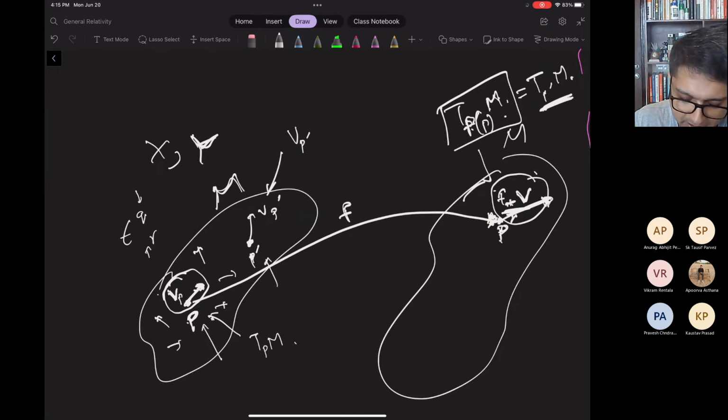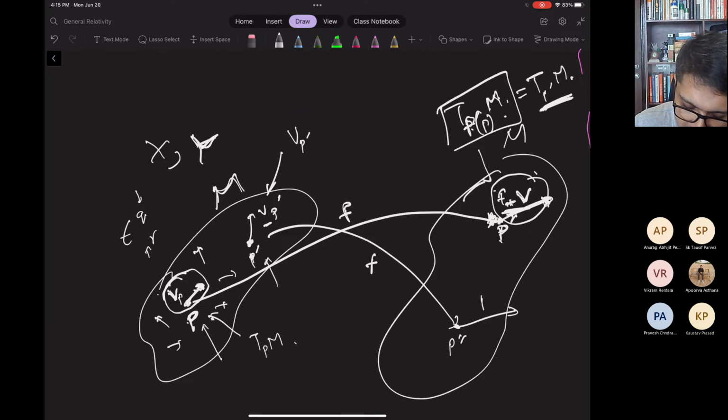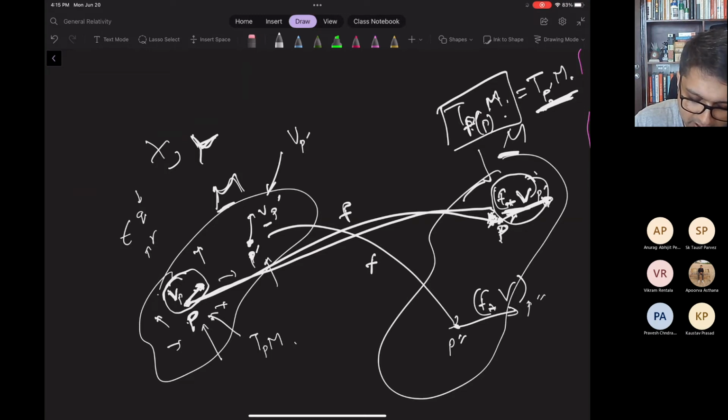Because the point P prime, under F, gets mapped to some other point P double prime. And this vector V at P prime will be pushed forward to some other vector F star V, but now evaluated at P double prime. So the key point is that the push forward of this vector V at P, though it belongs to the tangent space at P prime of M, and this manifold is an identical copy of this manifold, is not necessarily the same as this vector V at P prime.